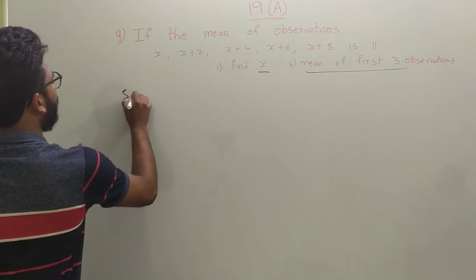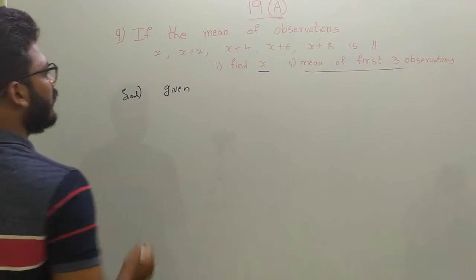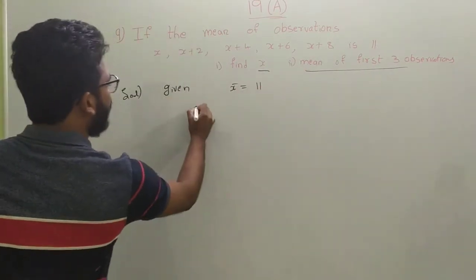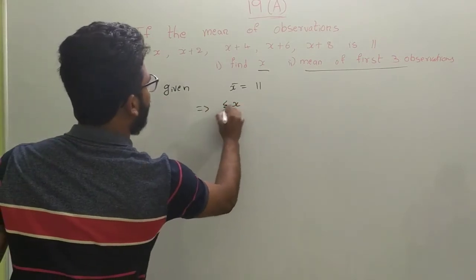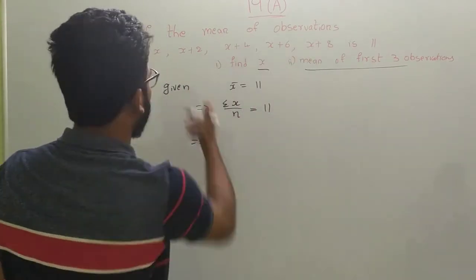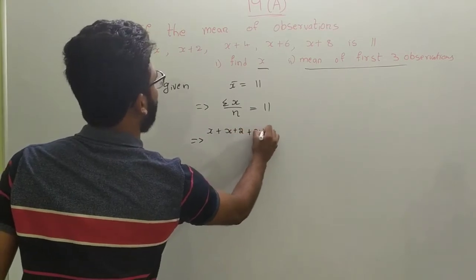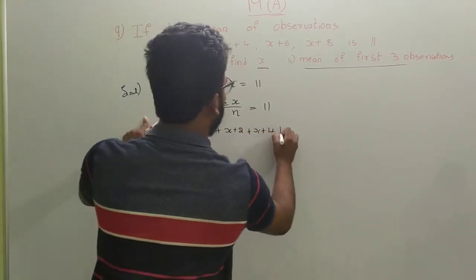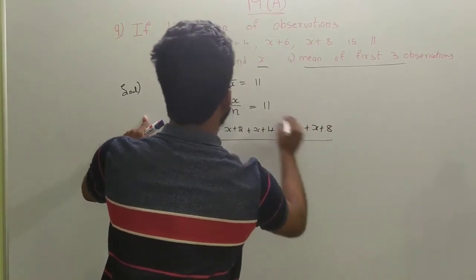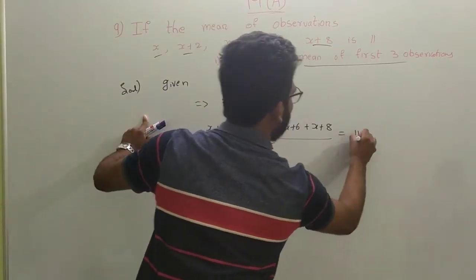So, given, what they give? Mean, right? X bar is equal to how much? 11. We know x bar is nothing but sigma x by n, which is equal to 11. What is sigma x? We have to add all these observations, right? So, x plus x plus 2 plus x plus 4 plus x plus 6 plus x plus 8, by how many observations? 1, 2, 3, 4, 5. By 5 is equal to 11.